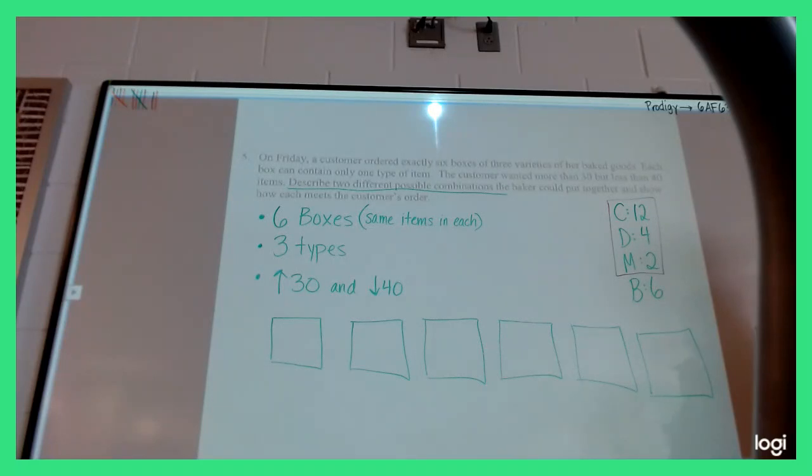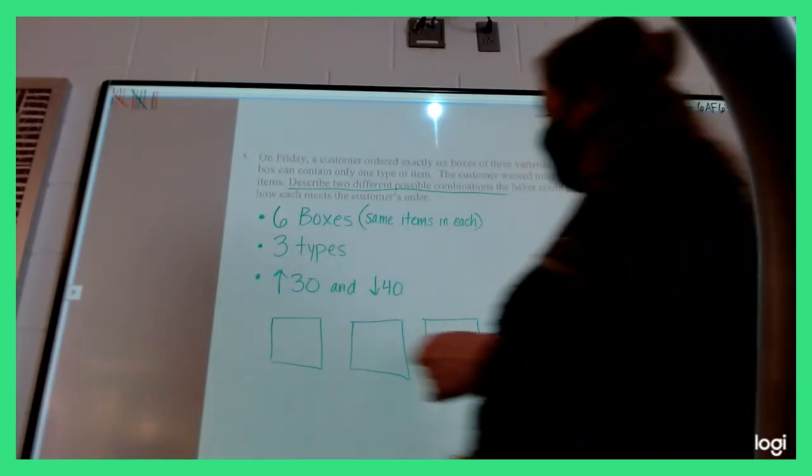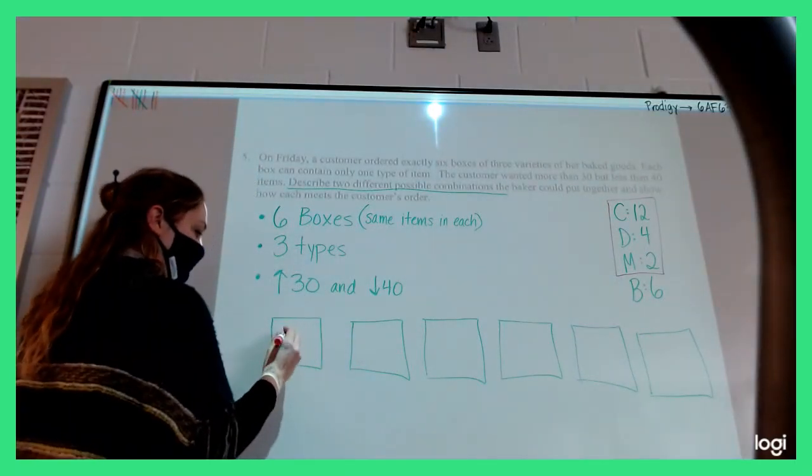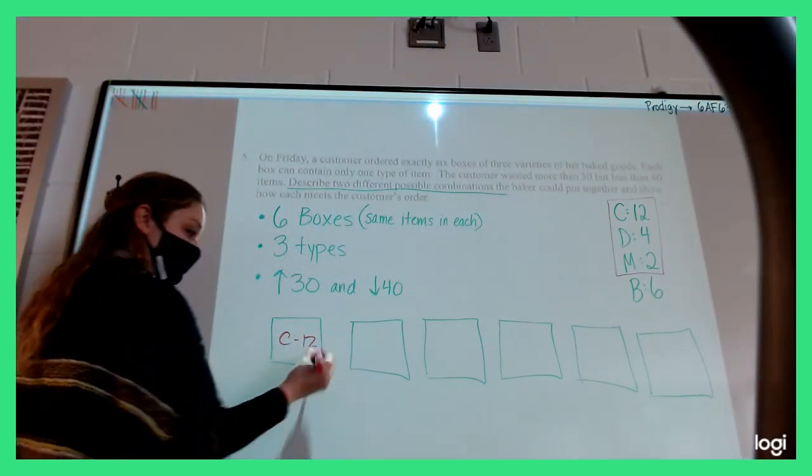Okay, Liam? I know the answer involves bagels. Well, yes, that's about the bagels. But for now, we're just trying different combos. So let's just first try 2 boxes of cookies. So I'm going to put C12, so I know it's 12 cookies.